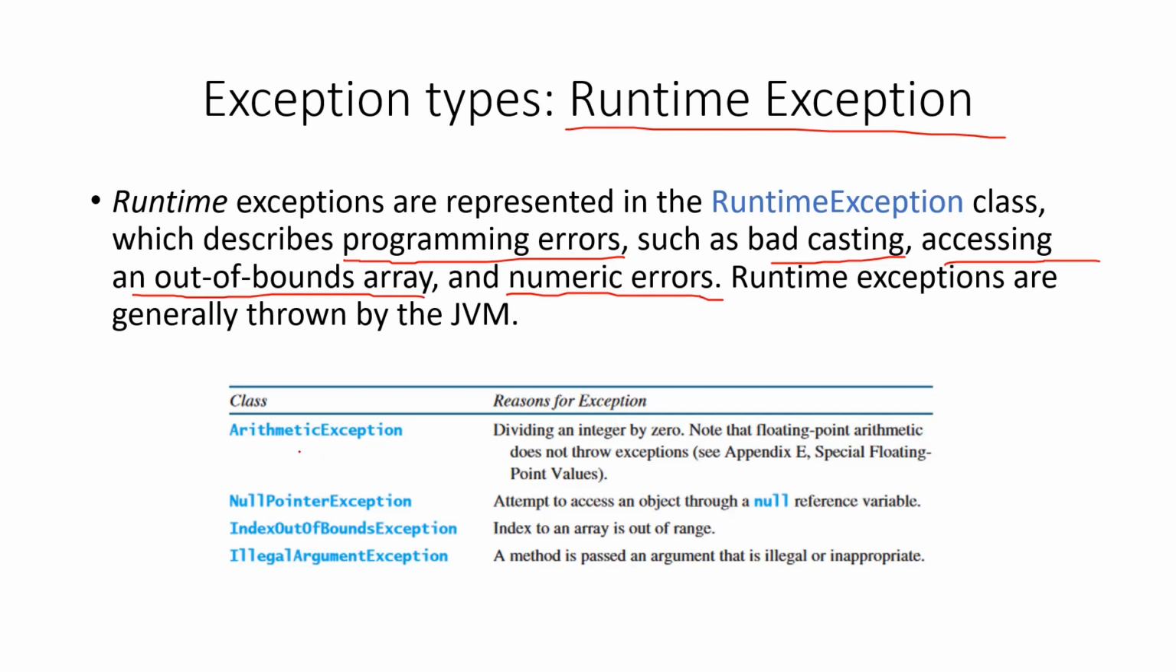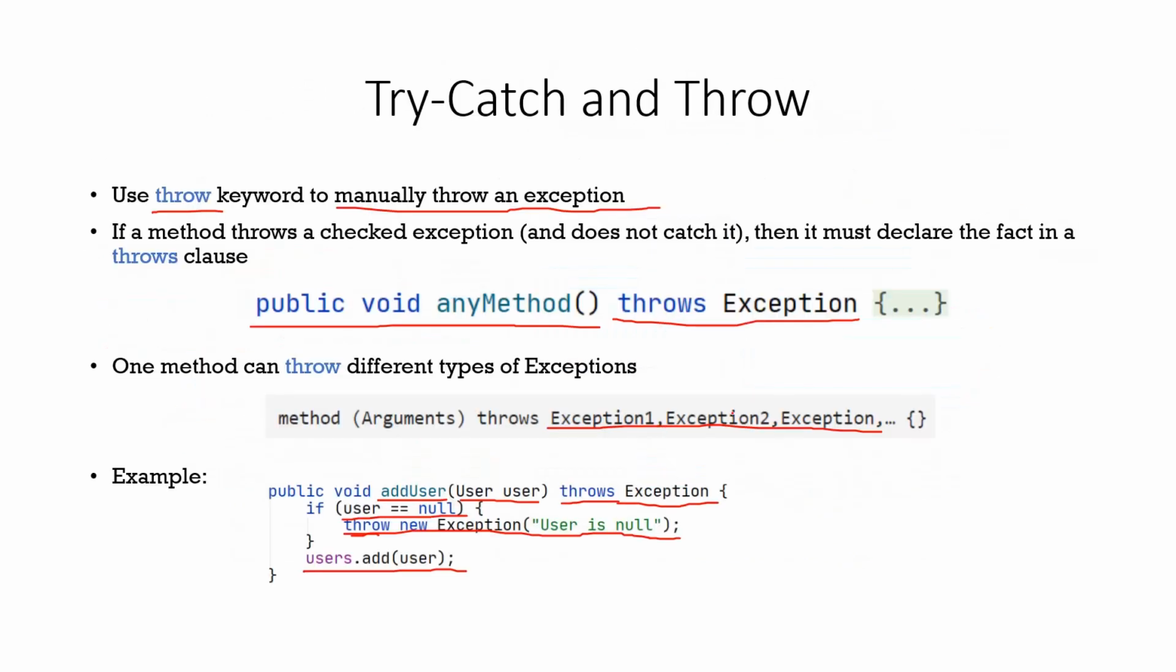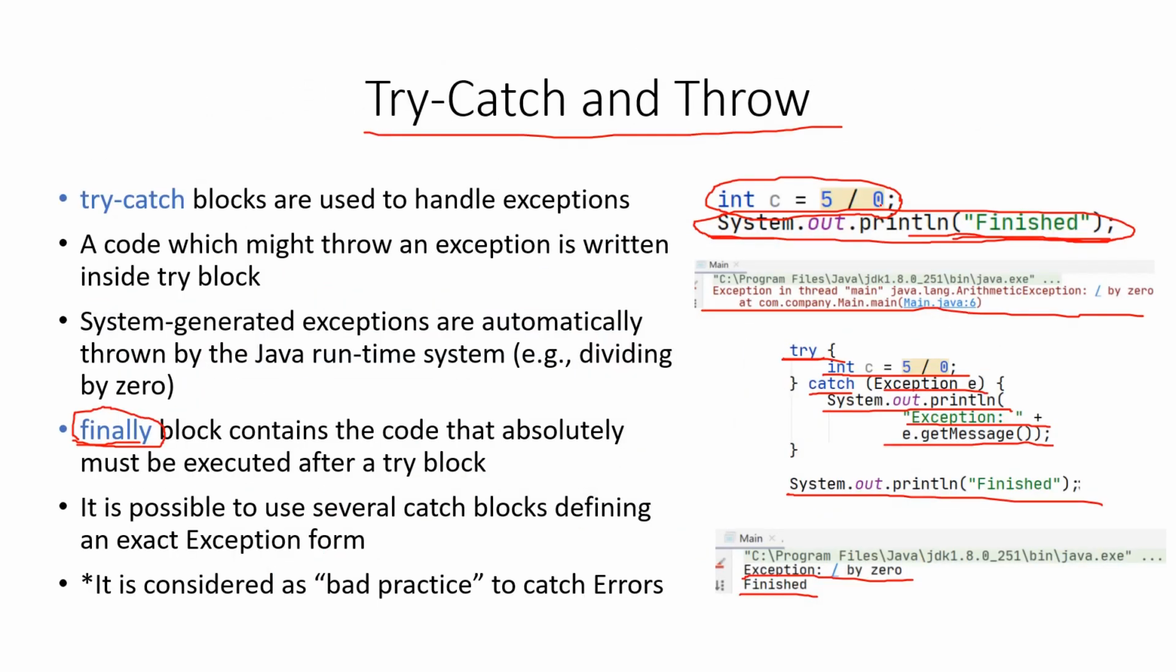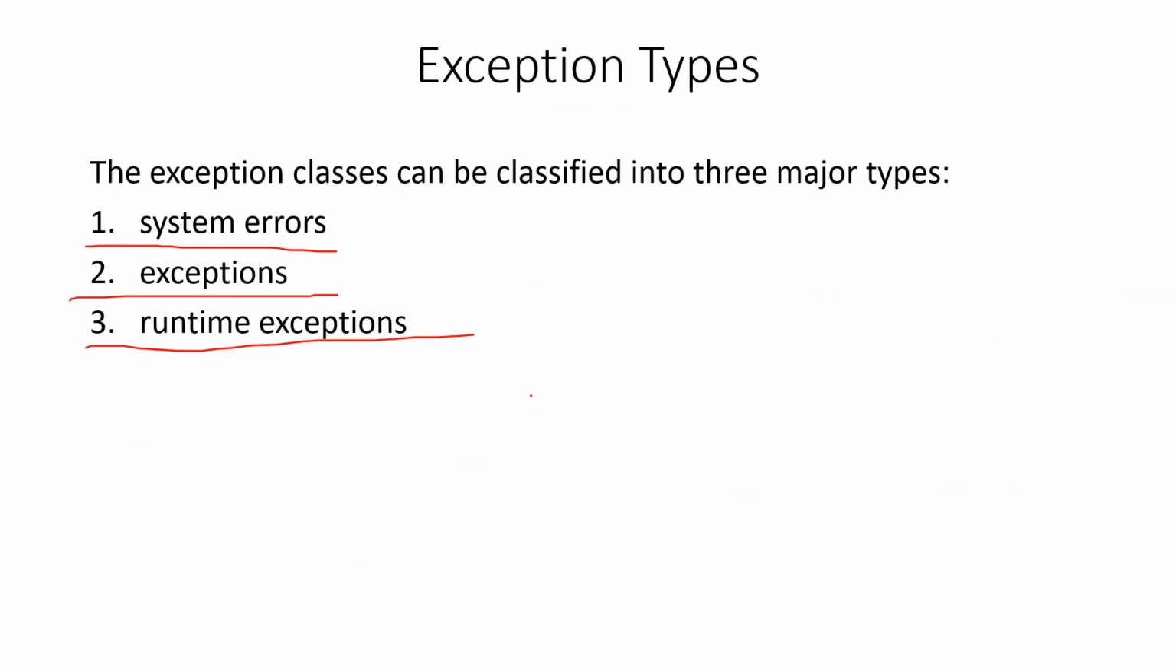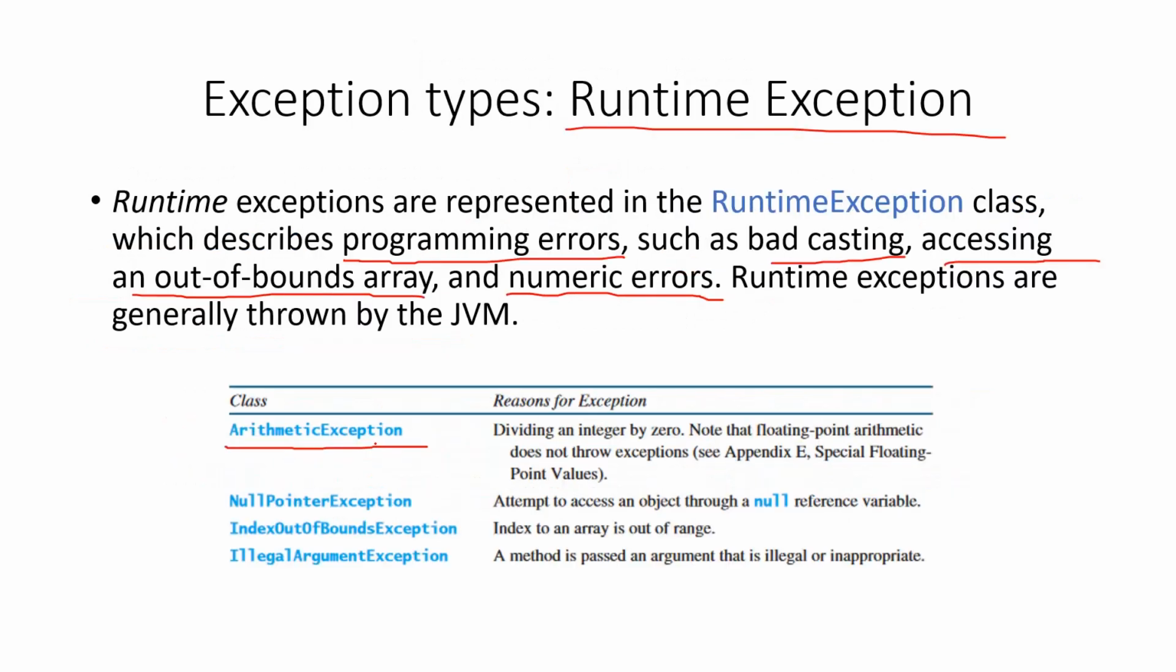Here are examples of the RuntimeException. First one is ArithmeticException. ArithmeticException was provided before here. So when we enter some number and we want to divide, for example, our number by 0, then we can use ArithmeticException. So here it's dividing an integer by 0.